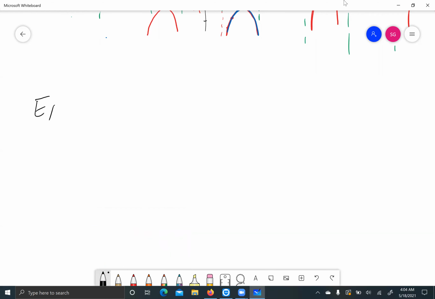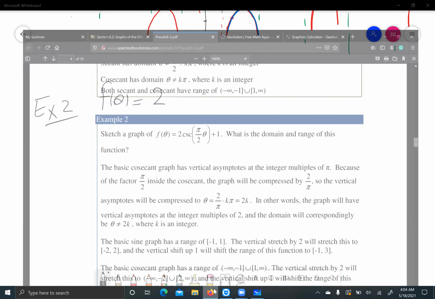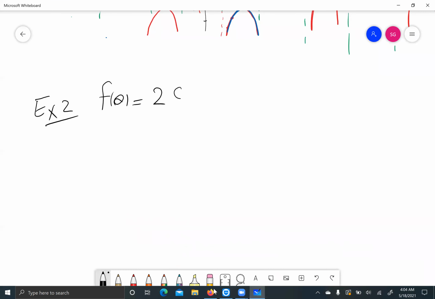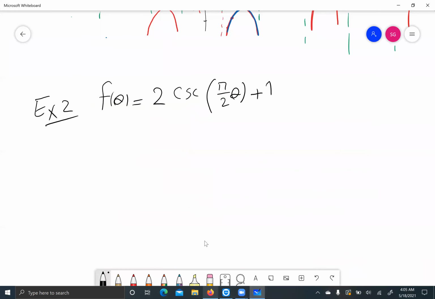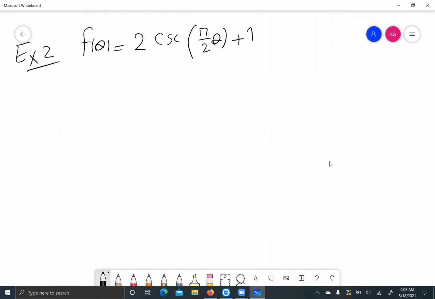This is example 2. Example 2, and the function is f of theta is 2 cosecant of pi over 2 theta plus 1, right? So first of all, the question is, what is the domain and range of this function? What is the domain and range?